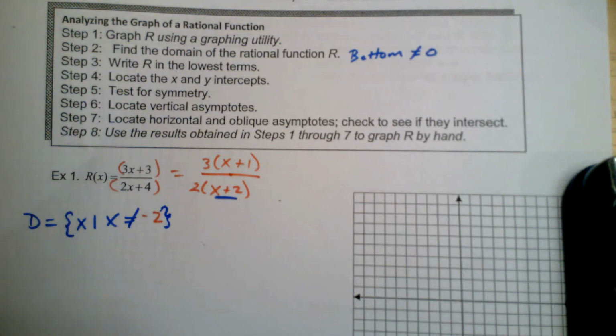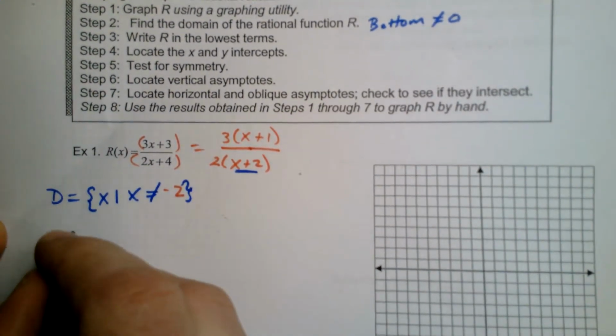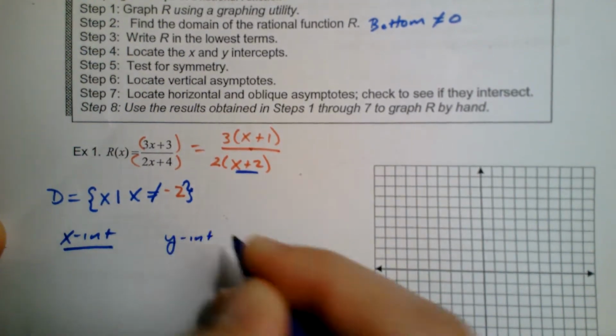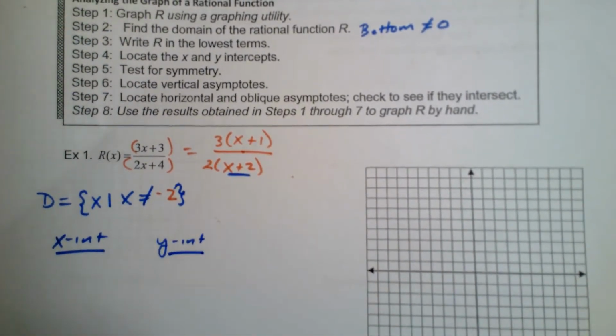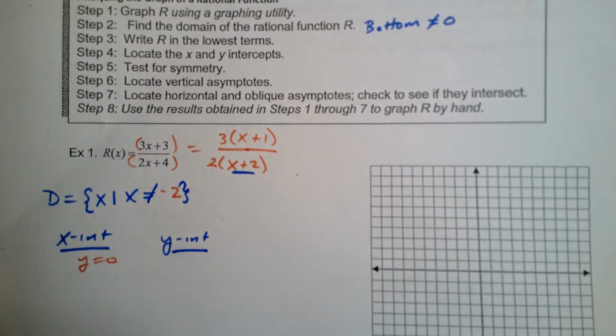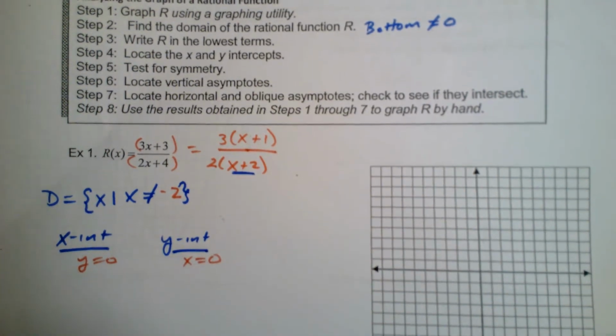Locate x and y intercepts. Okay, so x intercepts. I'm going to show you two ways to do this. X intercepts, y intercepts. X intercepts are when y equals 0. And y intercepts are when x equals 0.